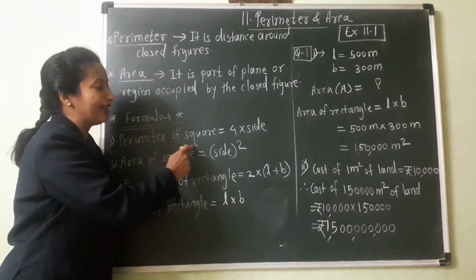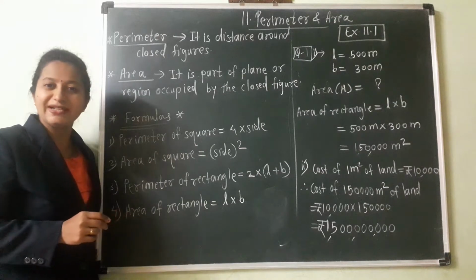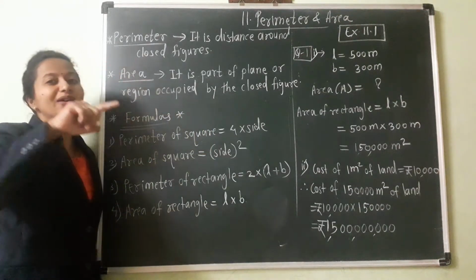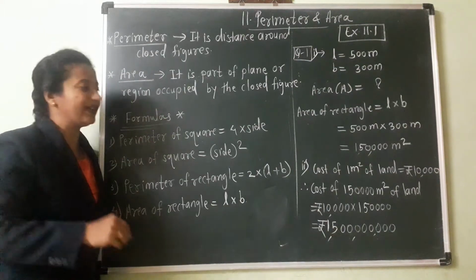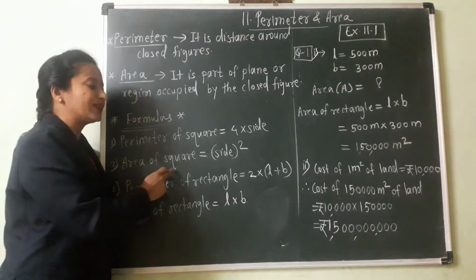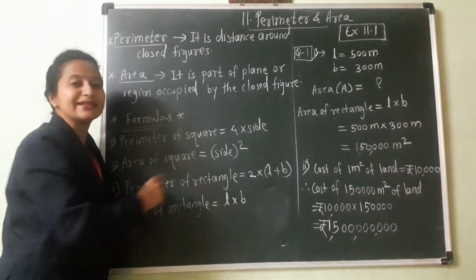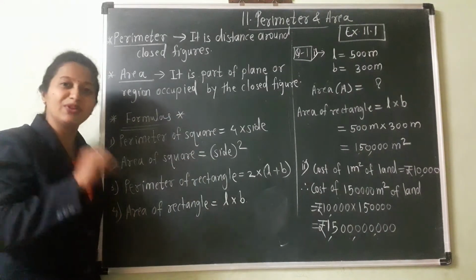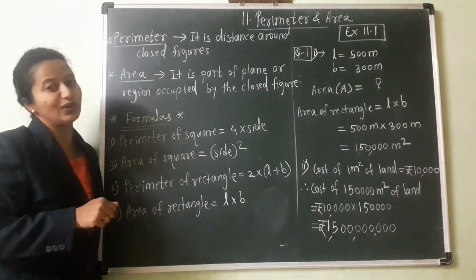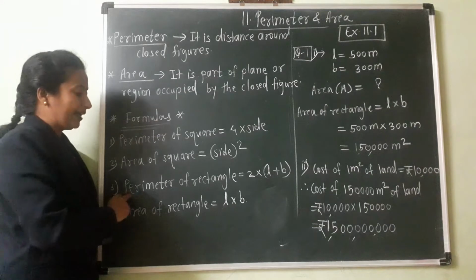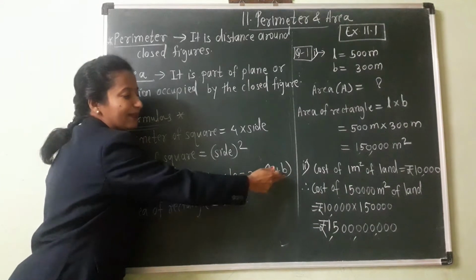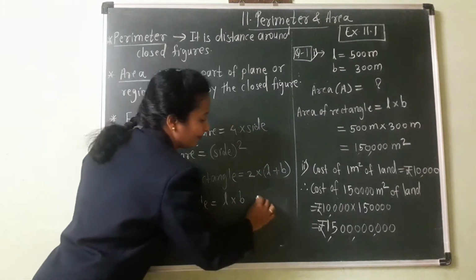Perimeter of a square. As you know, a square has four equal sides, right? So the formula for the perimeter, the distance of all four sides of that square, is obviously 4 multiplied by side. Now area of a square is equal to what? Side multiplied by side. This is the simple formula, and you know how it comes because we already learned it in the previous standard.